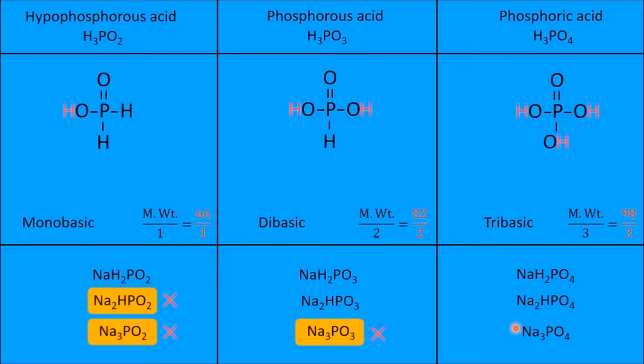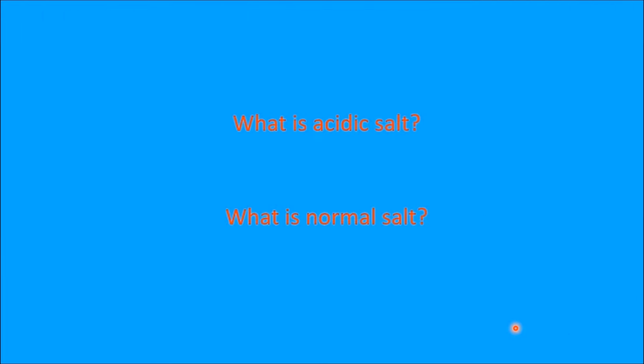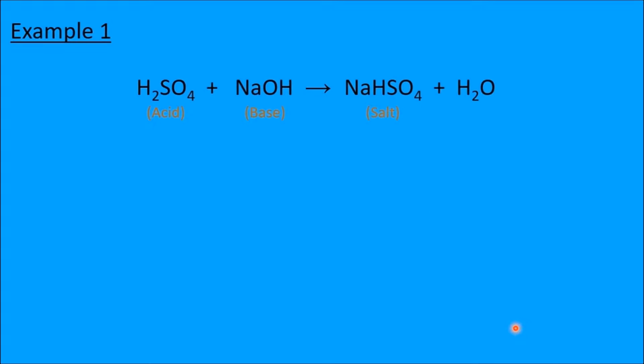Next, what is an acidic salt? What is a normal salt? Shall we see an example? Example 1. In this video, we are studying the neutralization reaction. You know neutralization? What is neutralization? When an acid reacts with a base, salt and water are formed. This is said to be neutralization.